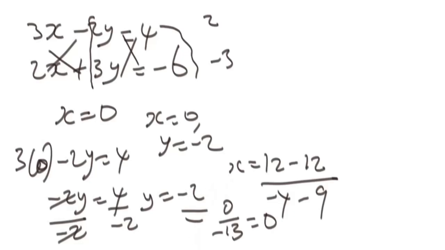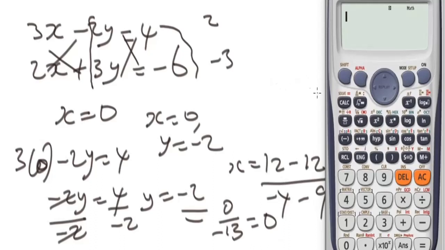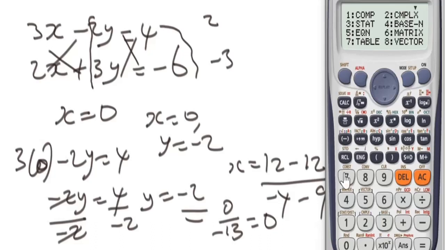Let's bring the Casio calculator. Okay, so this is the Casio calculator. The very first thing you have to do is to clear, to put it in default mode: press the shift button, then press 3 to clear all, and press equal, and press equal again. So now let's go to mode, press mode, equation, option 5. Now we want to solve simultaneous equations, that's option 1.